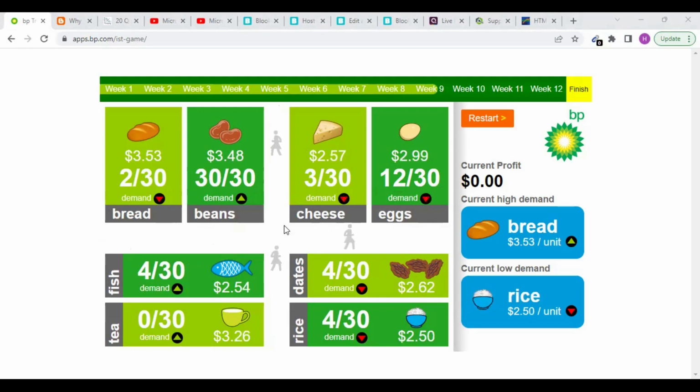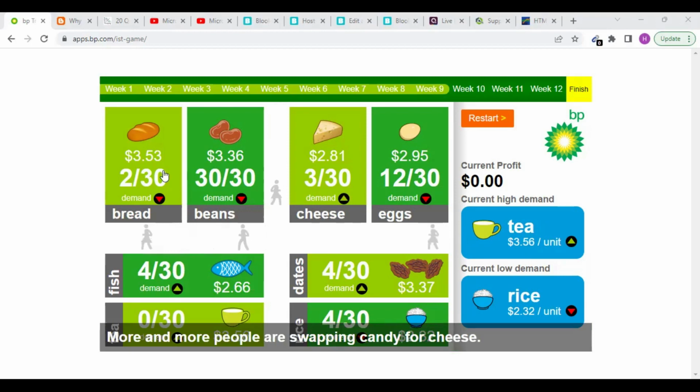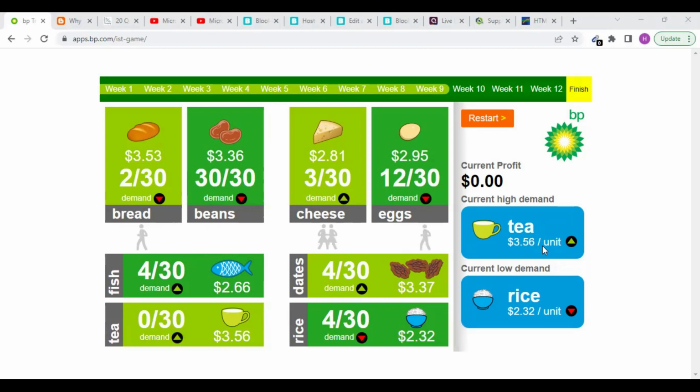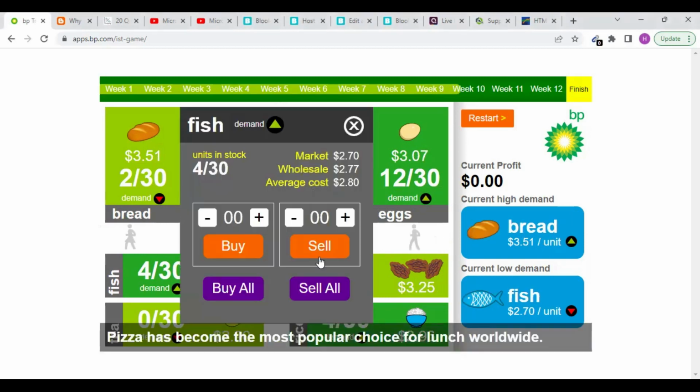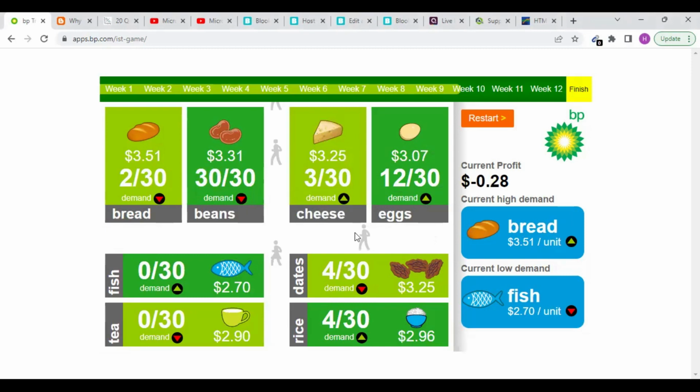So bread is at 353 units. I think we should sell our bread because it's at high demand right now. Oh, the demand's lower now. So let's wait until one of our shellfish. Okay, cool. Shellfish. Oh, so we're at negative 28 cents of profit right now.